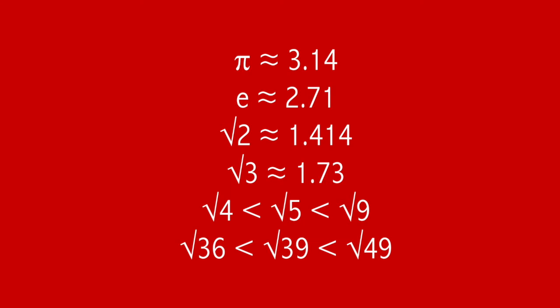These are some values I do recommend that you keep in the back of your head. Pi is approximately 3.14, e is 2.71, root 2 is 1.414, root 3 is about 1.73.